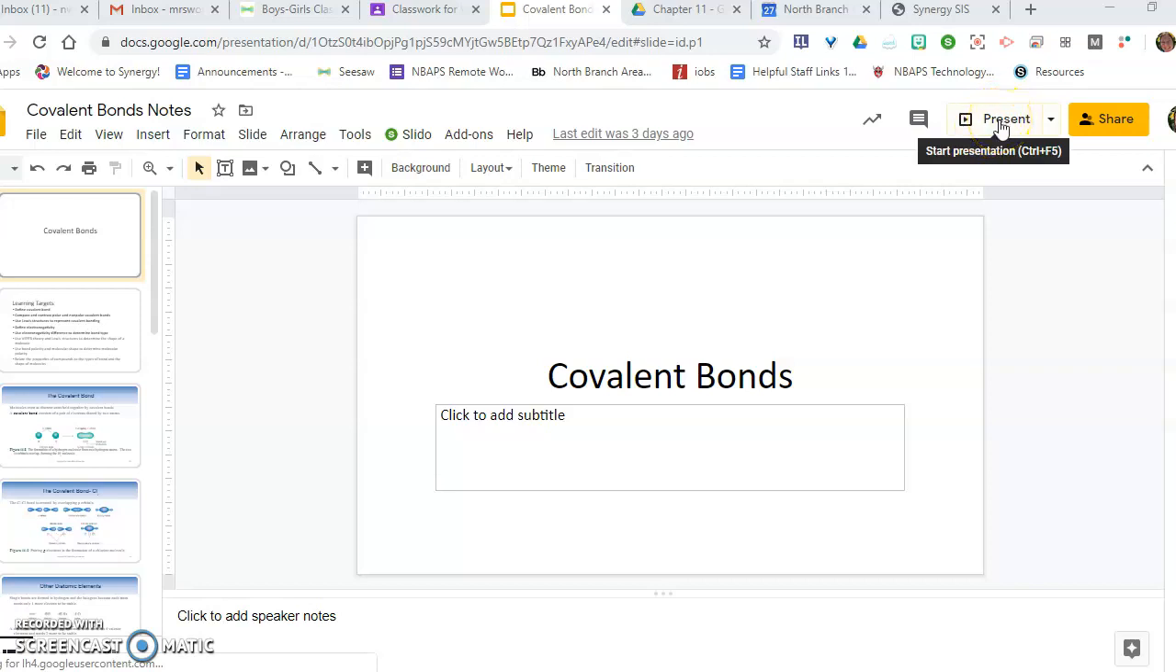Hey guys, I hope you all got to take your quiz yesterday and are understanding periodic trends and ionic bonds. We're going to be going on to covalent bonds. So I'm going to go through these notes and then I'll have a separate video going over the worksheet for you. So that one should be pretty short.